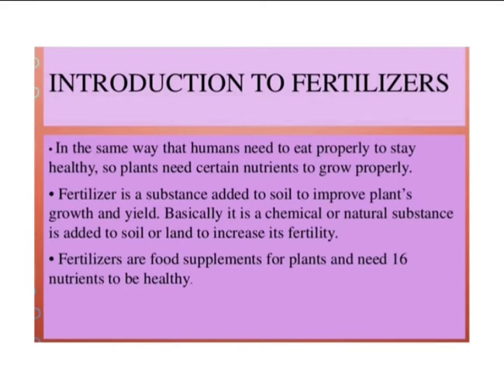So, chemically or naturally prepared substance is added into the soil to increase the fertility. This is called a fertilizer. And fertilizers are the supplementary foods for the plants and need around 60 nutrients to be healthy.